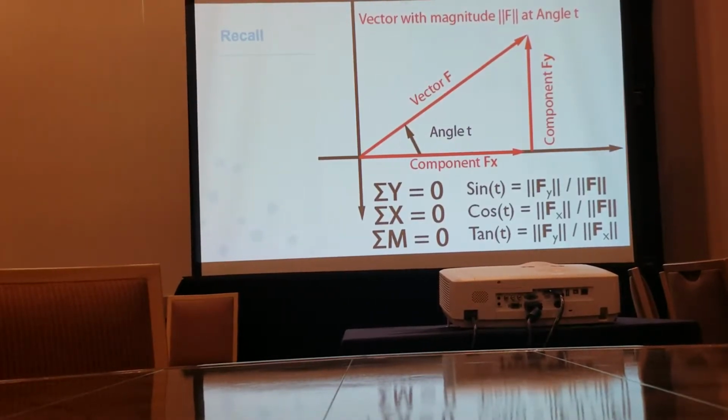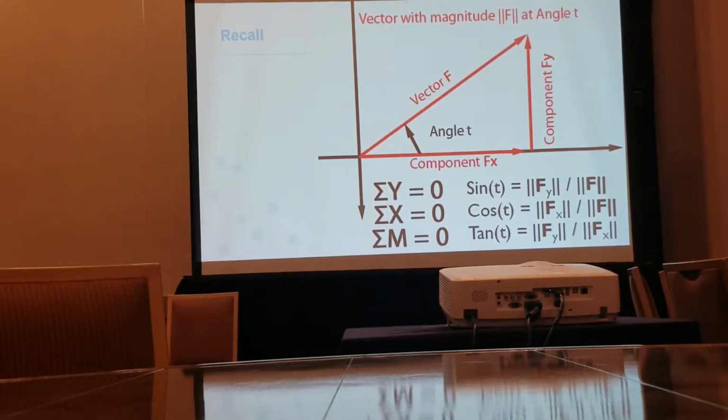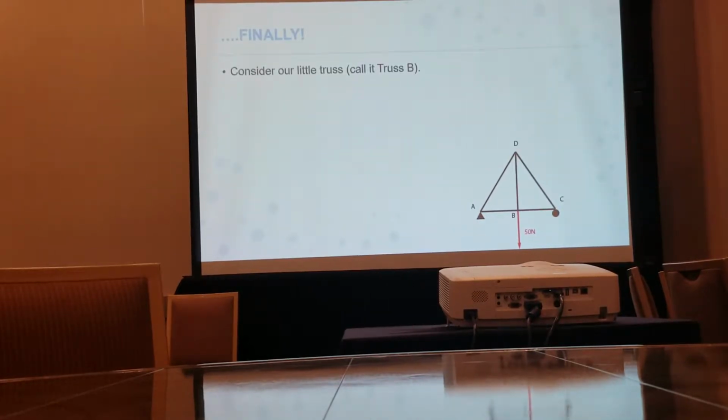So, recollection. We've got our vector with magnitude F at angle theta, sigma y equals 0, sigma x equals 0, sigma m equals 0, sine, cosine, tangent. I made this really big image here because I can pull that out and actually print that on sheets of paper and tape them around the room. Hint, hint. So when I provide this PowerPoint to you, that's a thing that can certainly happen if you choose to.